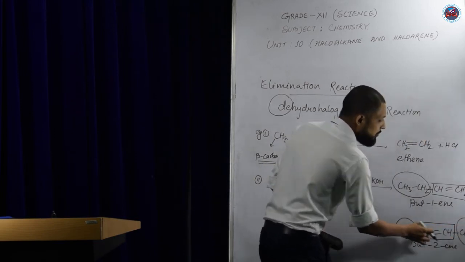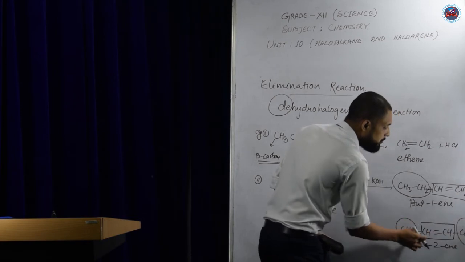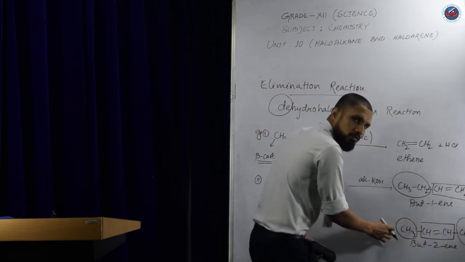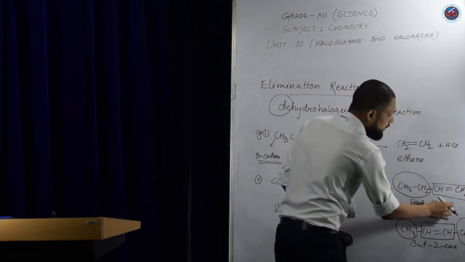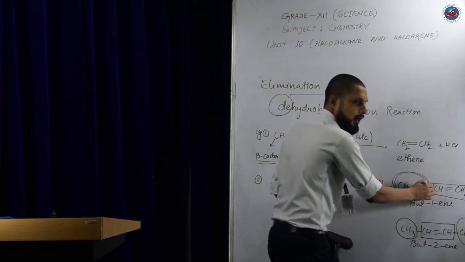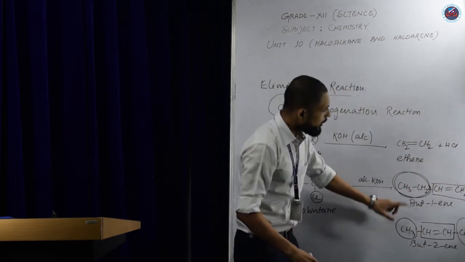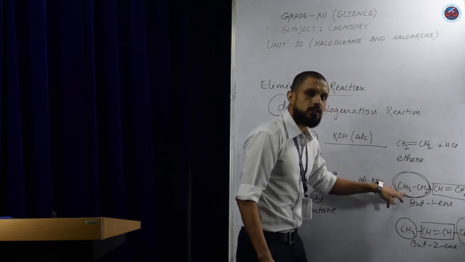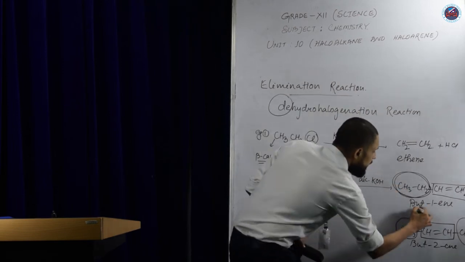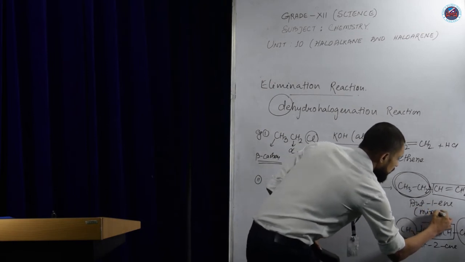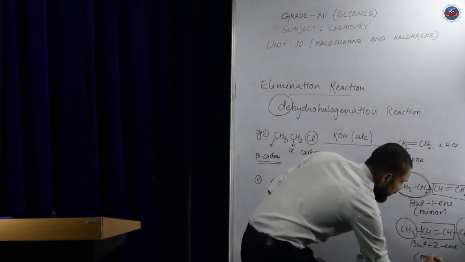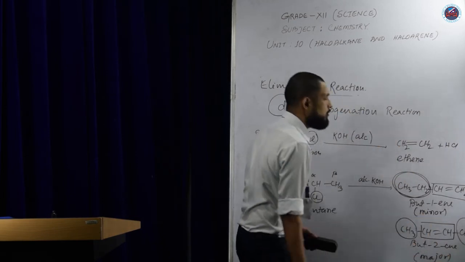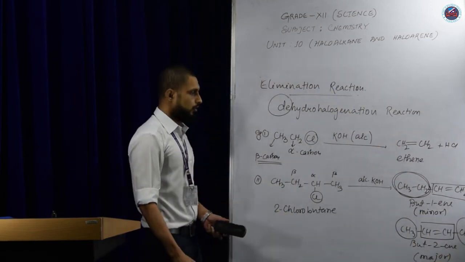So the total number of alkyl substituents in but-2-ene is 2, whereas in but-1-ene you have only 1 alkyl substituent. So if we compare, here you have 2 alkyl substituents, here you have only 1 alkyl substituent. So this will be minor, this will be major, according to Saytzeff rule.